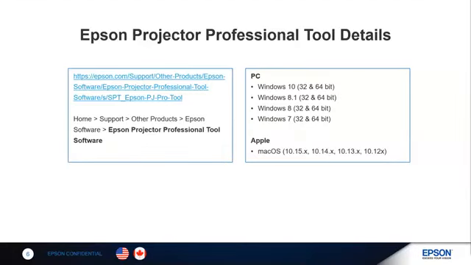Okay, so where can we find the software? It's a free download, as I mentioned, and there is the URL. If that's a handful, just go to the home page, support, other products, Epson software, and then you'll find the Epson Projector Professional 2 software. It's compatible with versions of Windows from 7 to 10, and Mac OS 10.12 to 15.